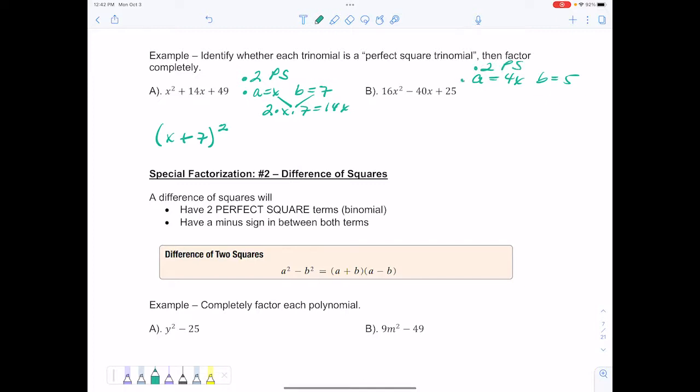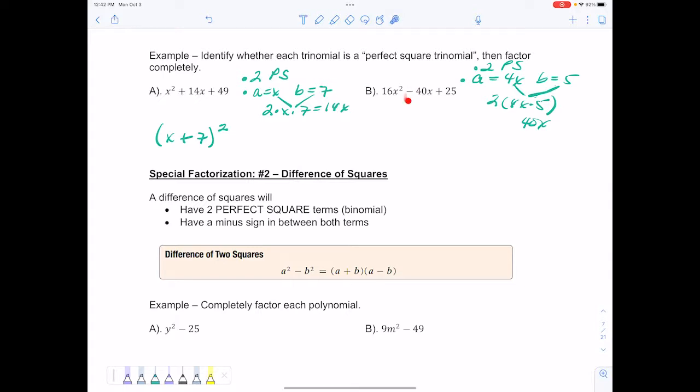Now I need to check the middle term. The middle term is twice the product of your a and your b term. So if I multiply 2 times 4x times 5, 4x times 5 is 20x, 20x times 2 gives me 40x. So I do get the middle term.